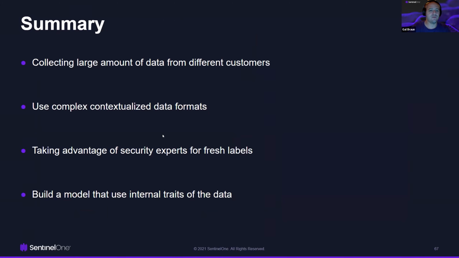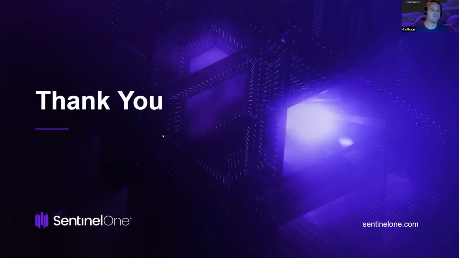To summarize, I explained a little bit about SentinelOne's data, and explained how we use complex context to have a better understanding of the connections between the different events in our data. For the application that I mentioned here, we constantly collect fresh labels with the help of our security experts in Vigilance. And finally, we try to use different approaches and models to achieve our goal. And that's it. Thank you for listening.